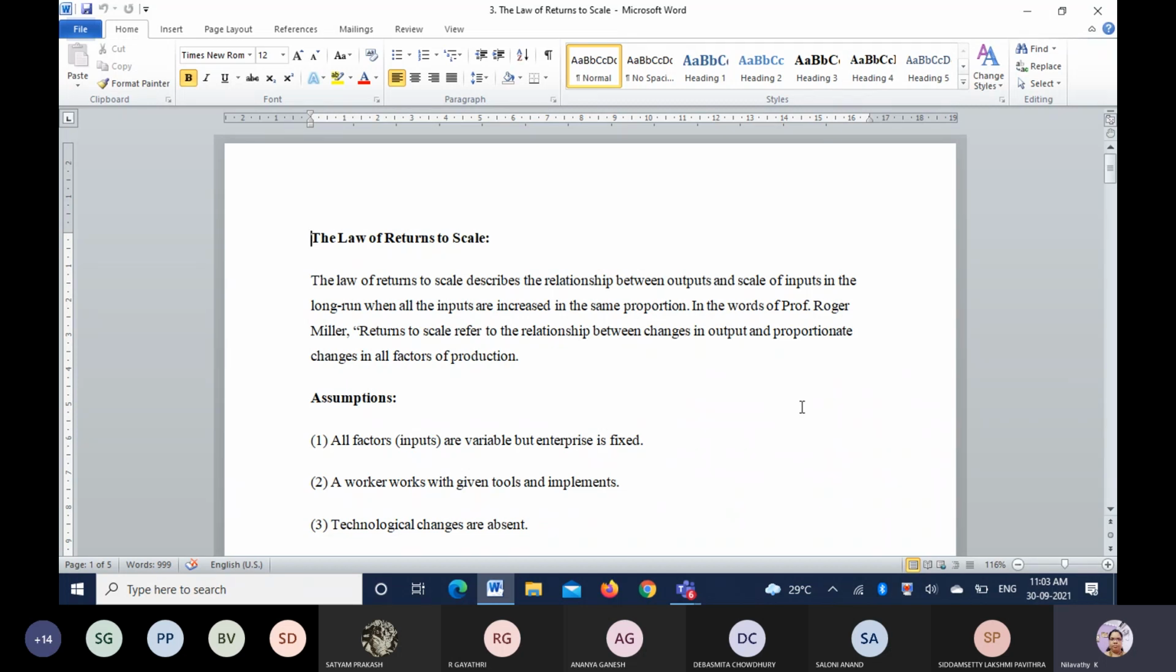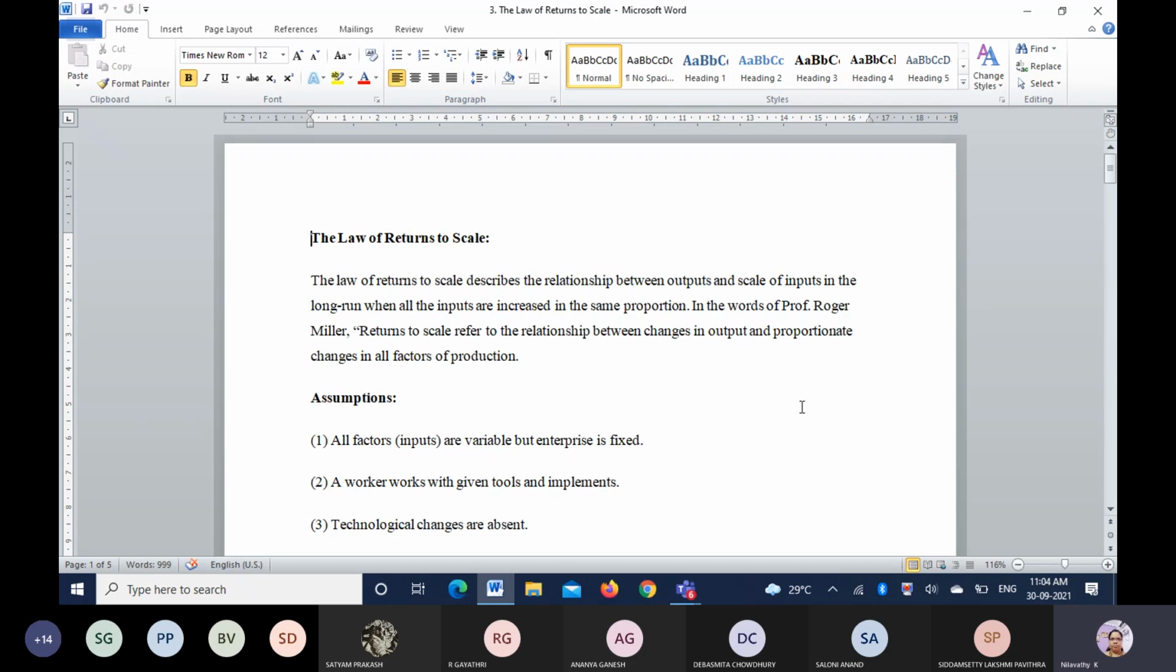So inputs can be of any combination. Okay, so it can be one labor, 2 acres of land, or two labor, 2 acres of land. Likewise, the combination. Why? Because I have already said that we cannot go with any one particular factor of production alone. We need a combination of factors of production. So the scale means inputs used, their combination.